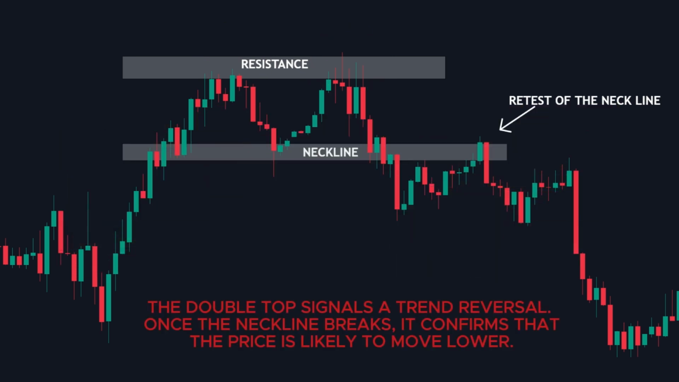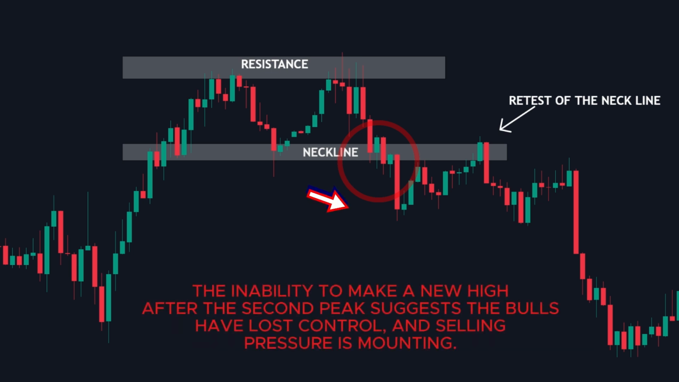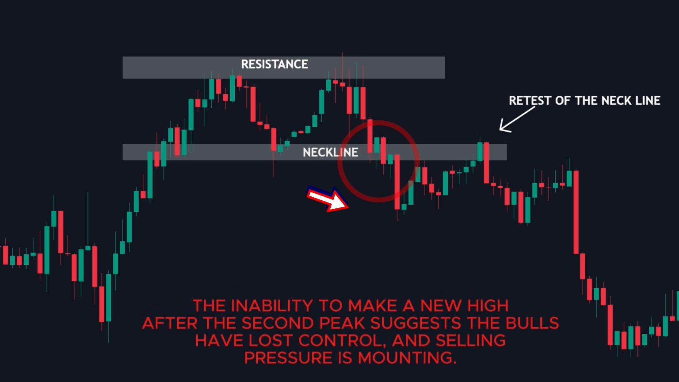What does it tell you? 1. Reversal signal. The double top signals a trend reversal. Once the neckline breaks, it confirms that the price is likely to move lower. 2. Bearish bias. The inability to make a new high after the second peak suggests the bulls have lost control, and selling pressure is mounting.